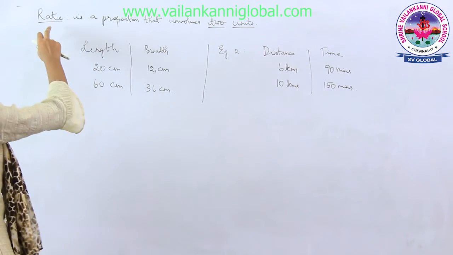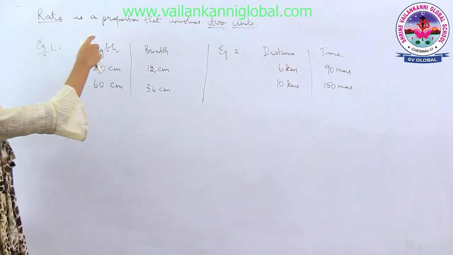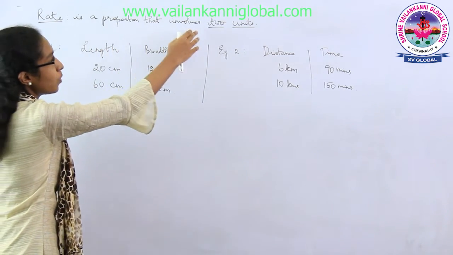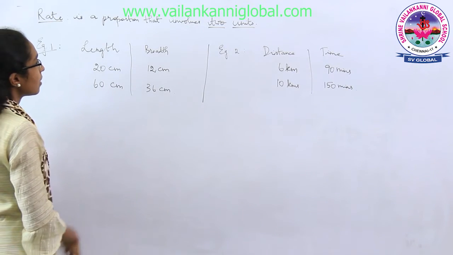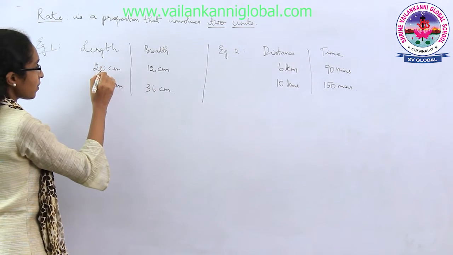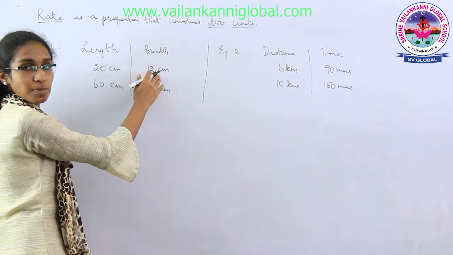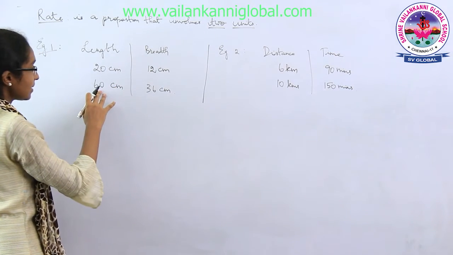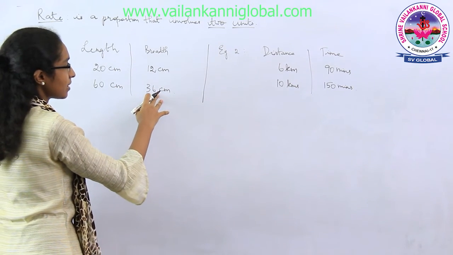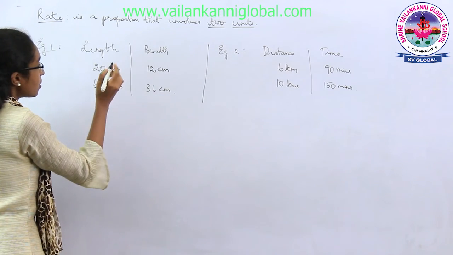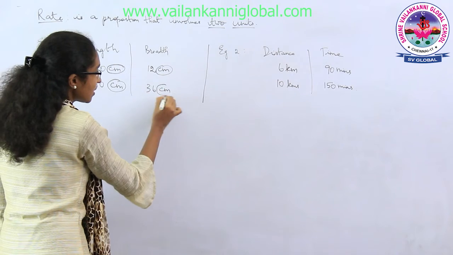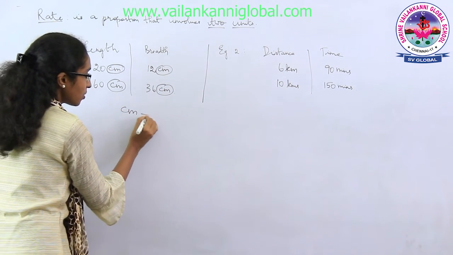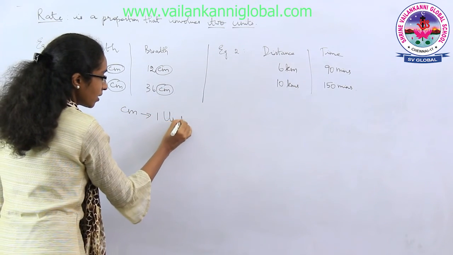So the last topic is about rate. So a rate is a proportion that involves 2 units. So look at the first example. The length is 20 centimeter, the breadth is 12 centimeter, and the length is 60 centimeter and 36 centimeter of breadth. So where the unit of all values is only centimeter, so we have only 1 unit.